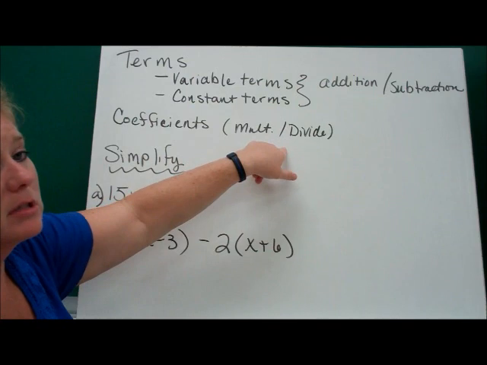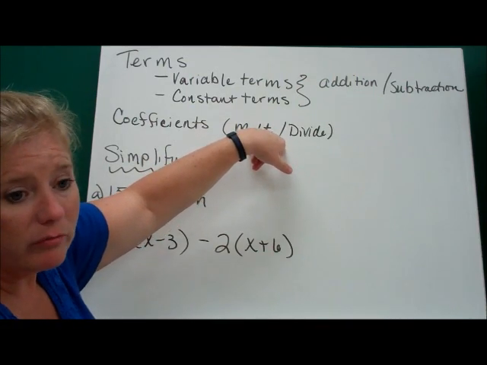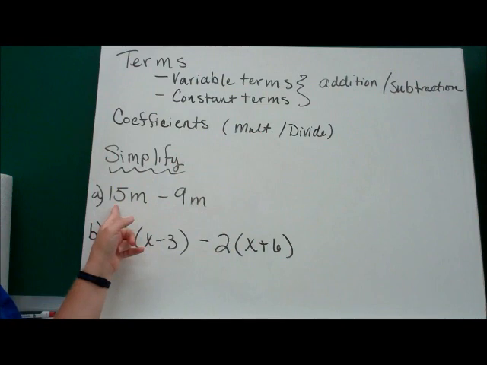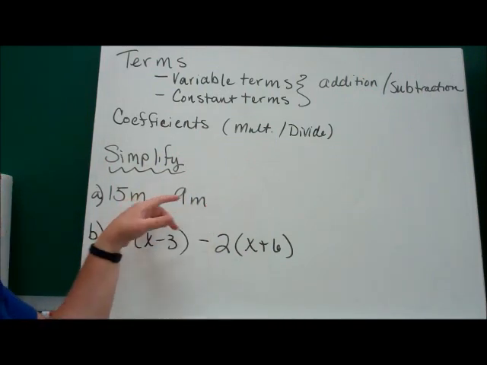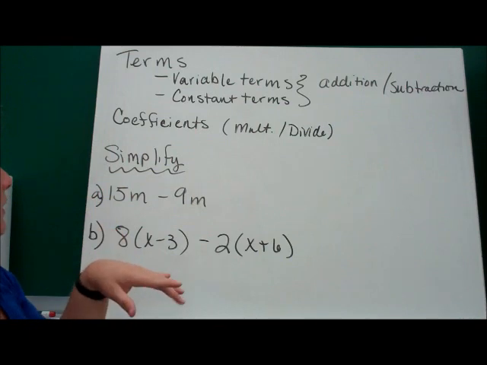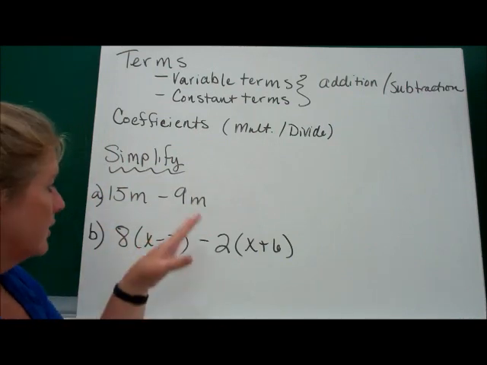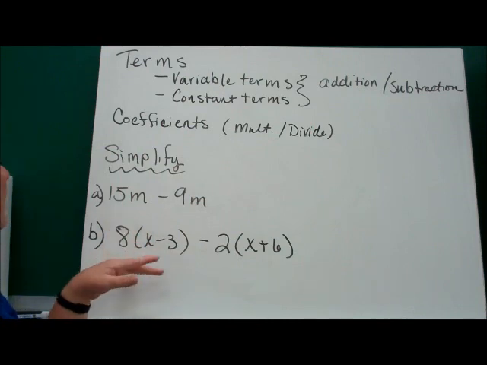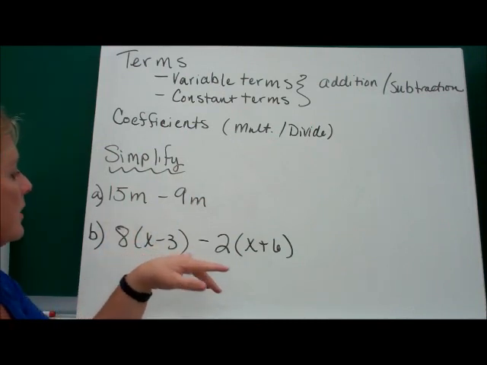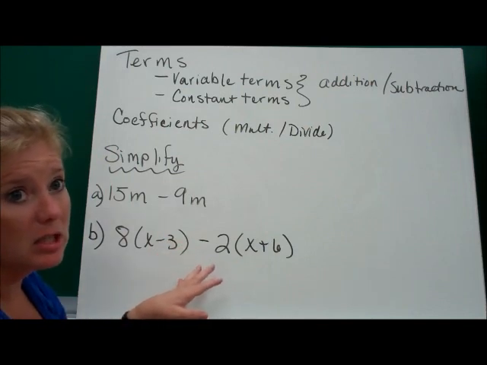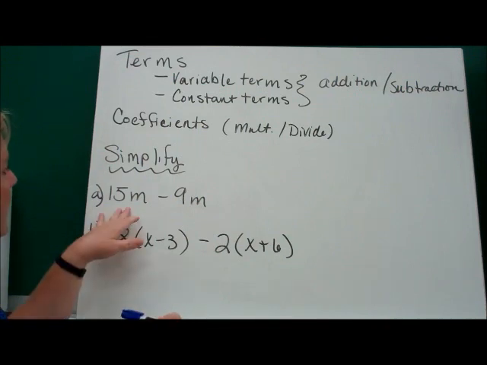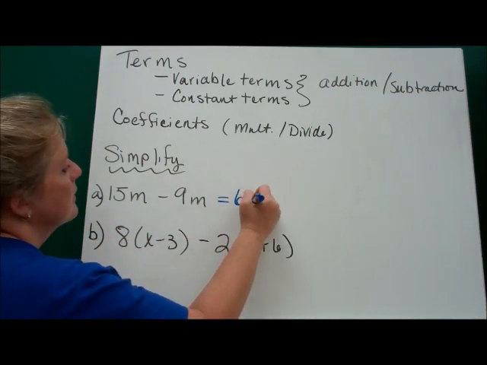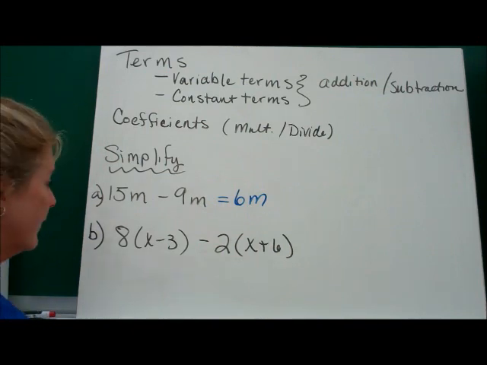Coefficients are numbers being multiplied to variables. Okay, 15 is a coefficient, 9 is a coefficient, 15m is a term, 9m is a term. Okay, coefficients are multiplied, sometimes division if it's 1 over something or if it's m over 9. Then your terms are going to be separated by addition and subtraction. Okay, let's simplify these. 15m minus 9m is 6m. Gotta give you an easy one now and then.